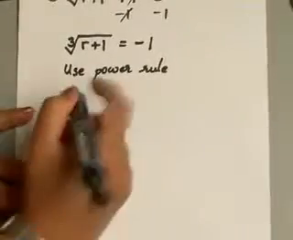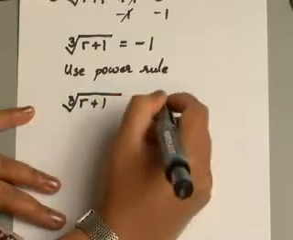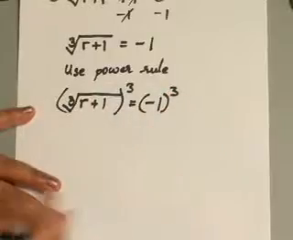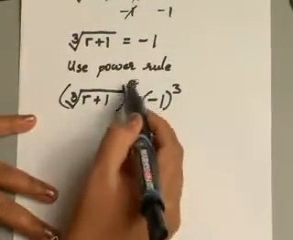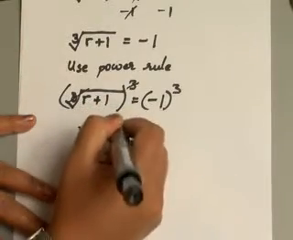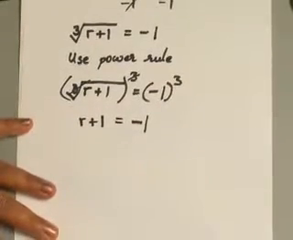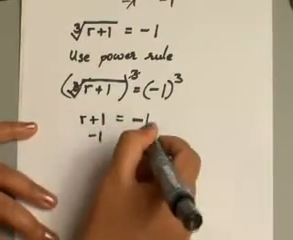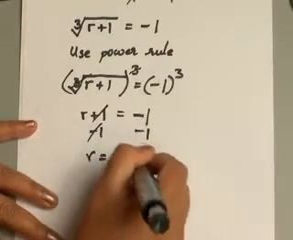So since this is a cube root, you will raise both sides of your equation to the cube power, to the third power. Same power as the index of your radical, so the cube will cancel out the cube root and you are left with r plus 1. Negative 1 to the third power will of course be negative 1. Okay, now solve for r, get r by itself. So we start by moving the 1 over and you end up with r equals negative 2.